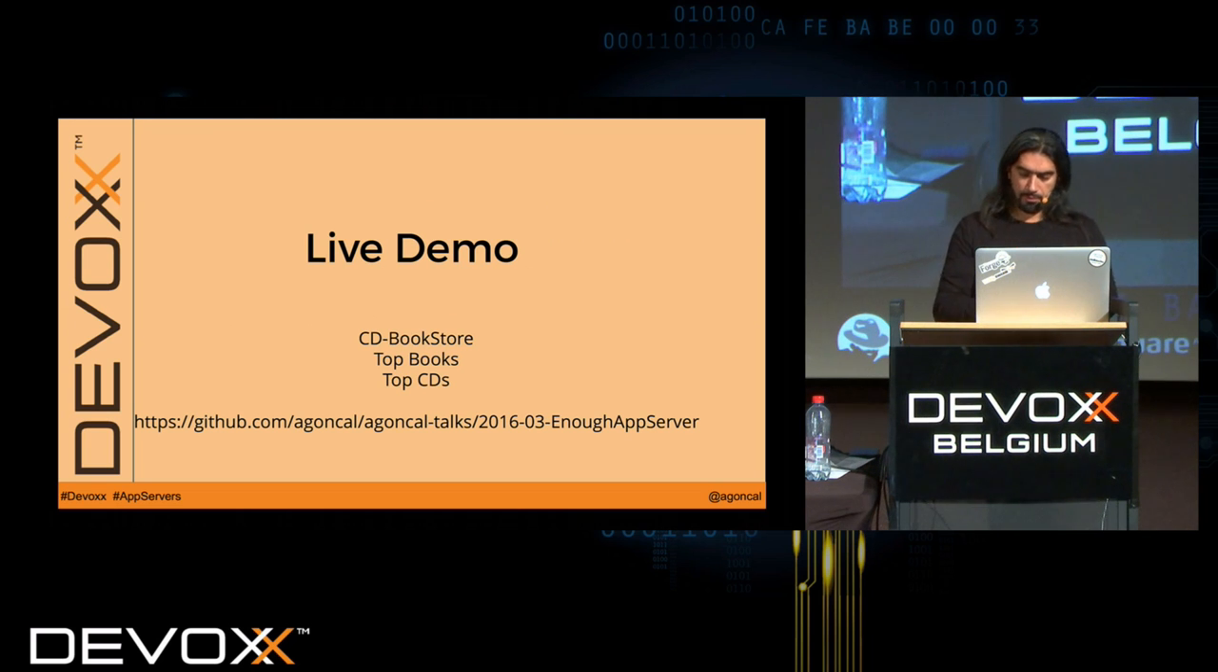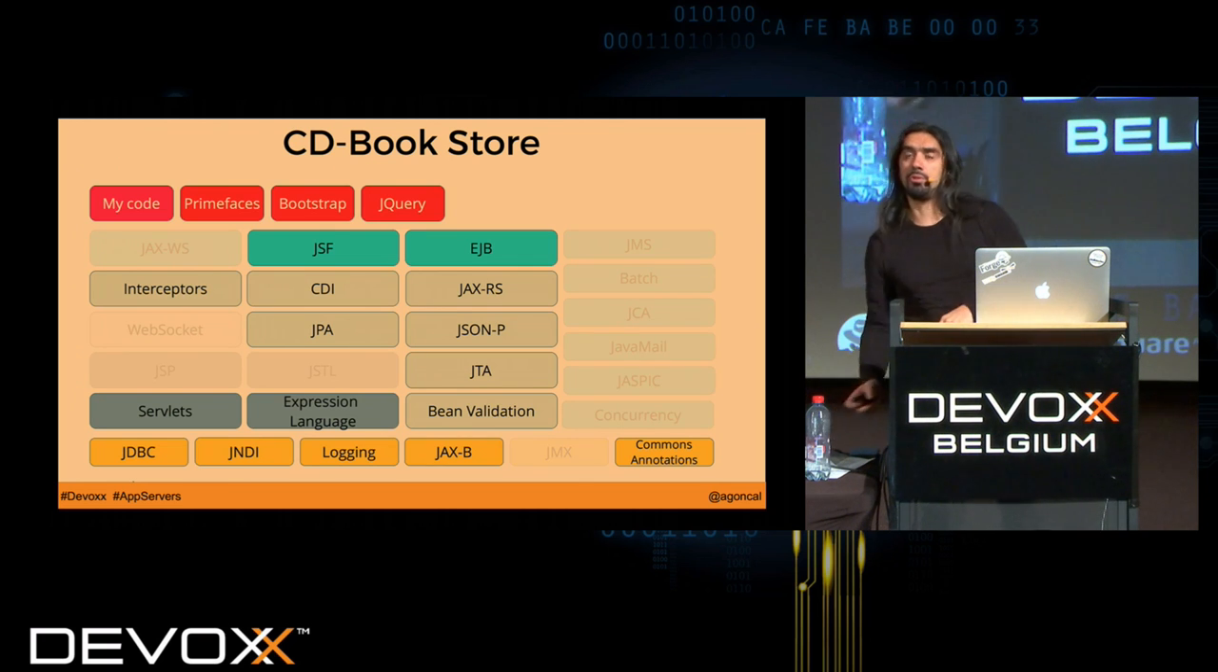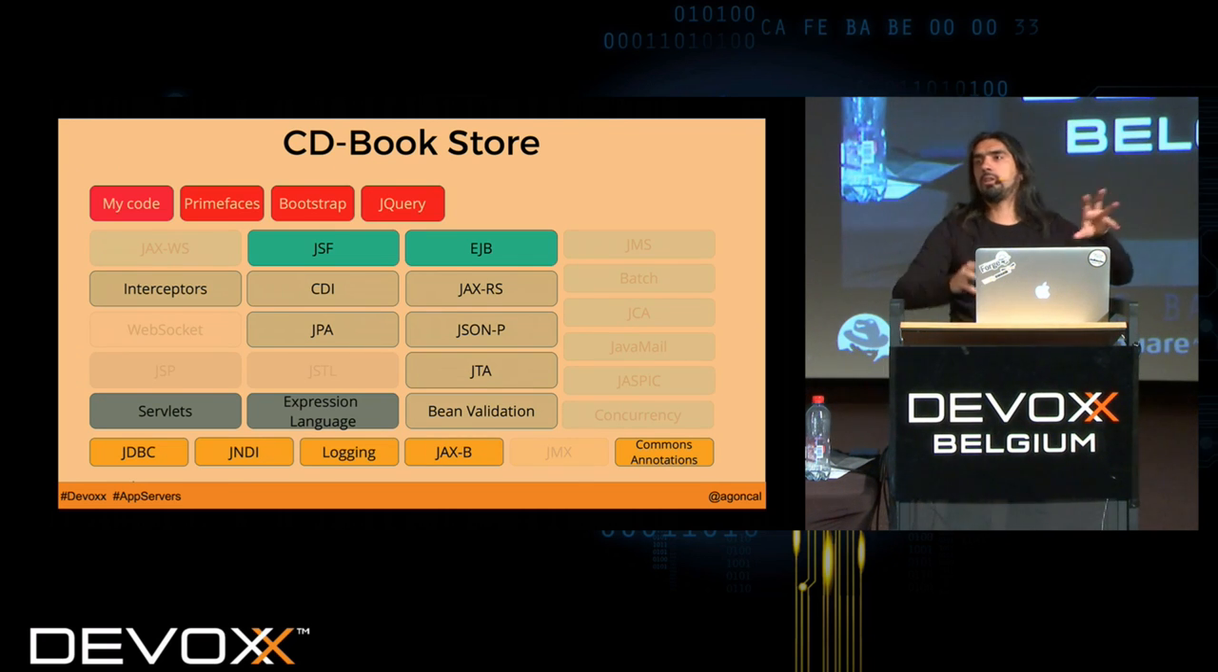I've shown you the context, now I will dig in. These three applications have three completely different needs. The CD bookstore, the one with the e-commerce, uses most of Java EE. I use JSF web pages, EJBs with JTA, CDI. I do not use JMS or batch, but mostly I use most of the Java EE specifications.